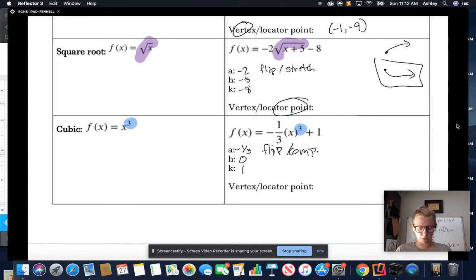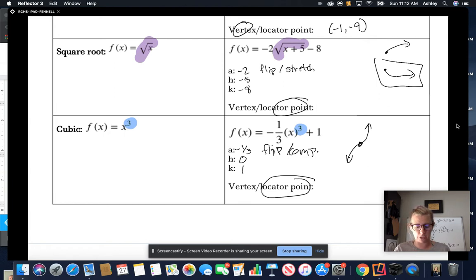This is a cubic function, so we call it a locator point because it's that curvy thing, and the locator point is just in the middle where it curves. So what you're going to have is a negative. So normally a positive cubic function would look like this, right, with my locator point right in the center.